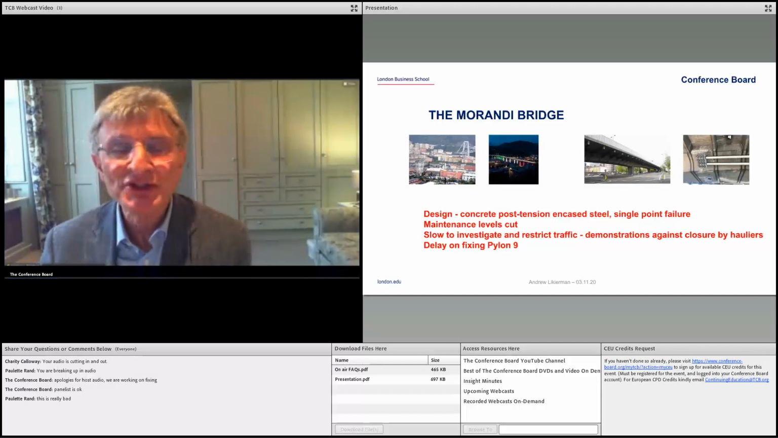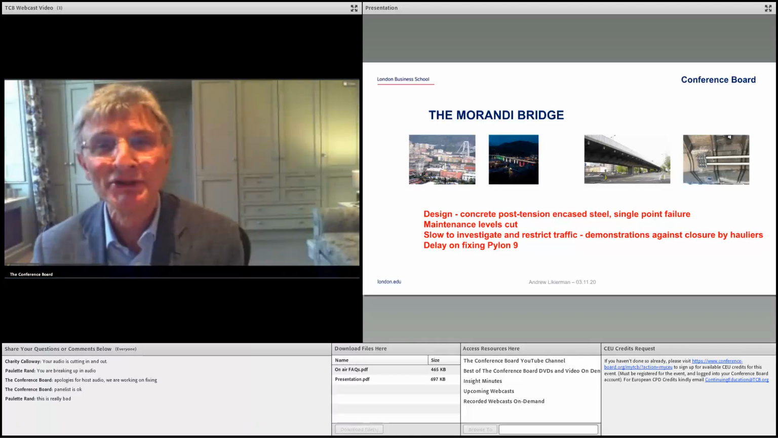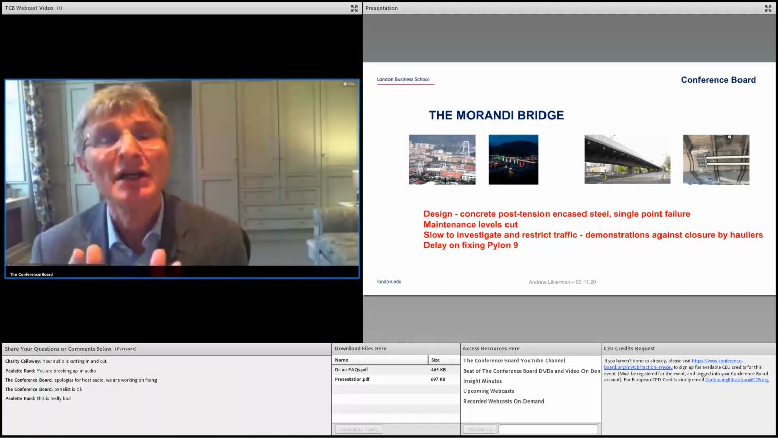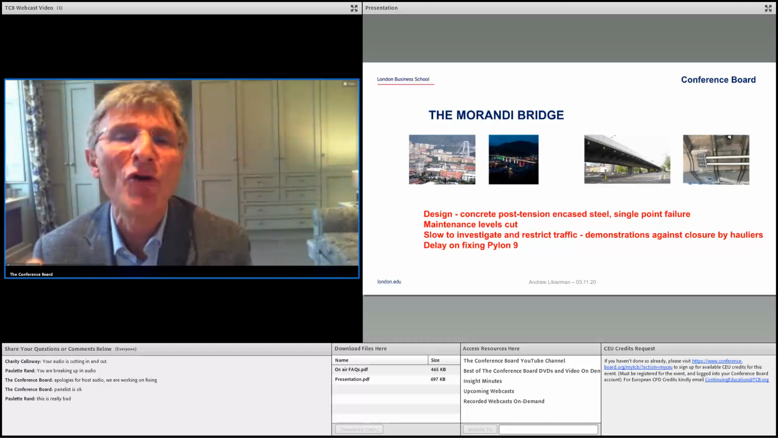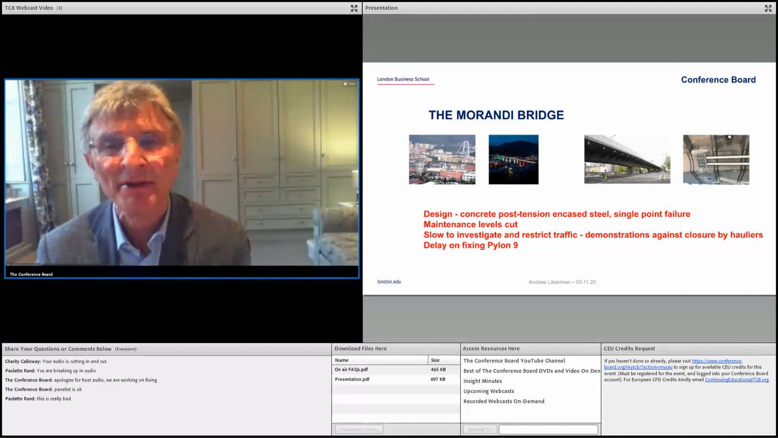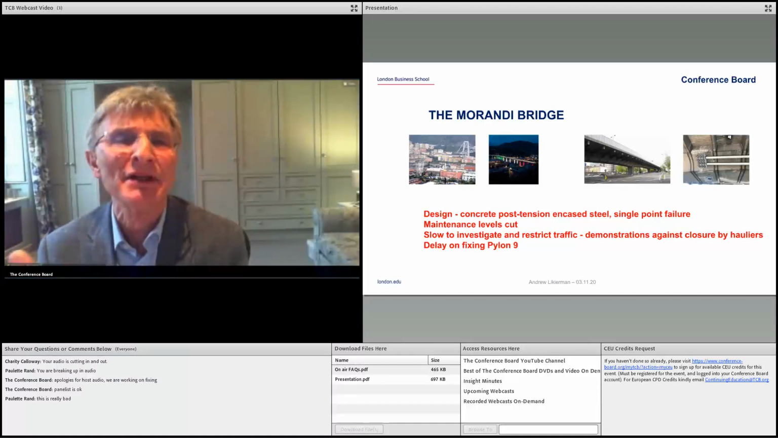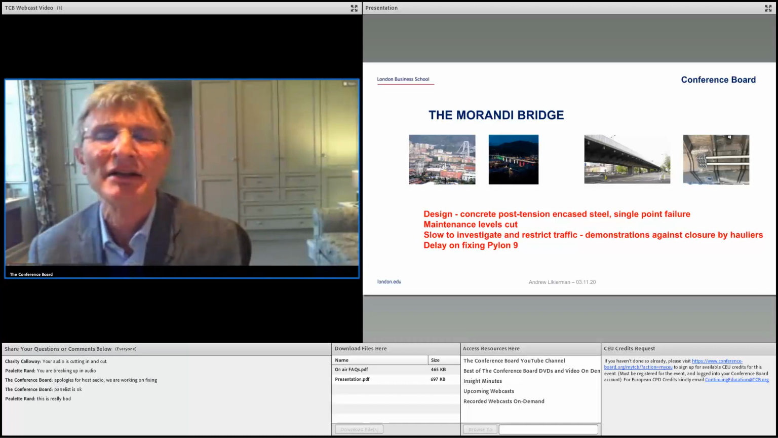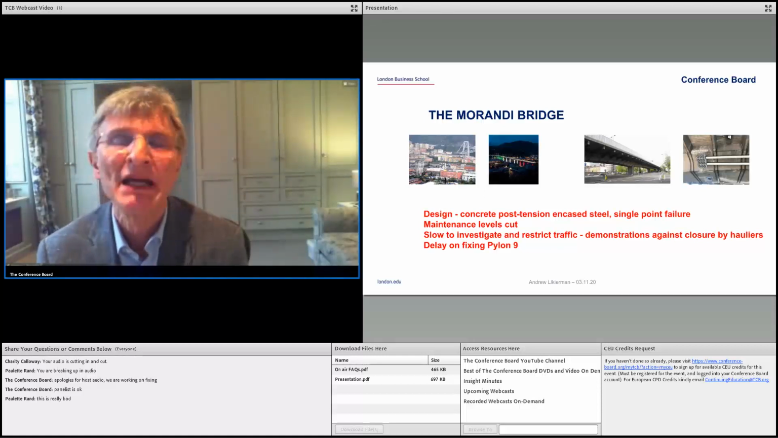Now, I'm using this for a specific reason. Here is a very tangible element. It's unlike digital, as it were. We can see it. We can see a bridge has fallen down. And below, you'll see the four causes, arguably, about why the bridge fell down. And they are four elements of failures of judgment at various stages. Happily, the second picture is of the reconstructed Morandi Bridge, which opened in August this year.